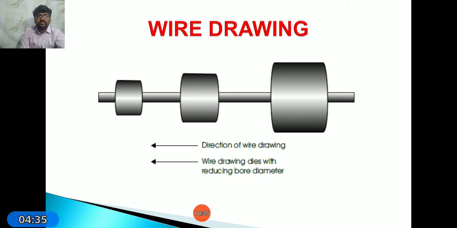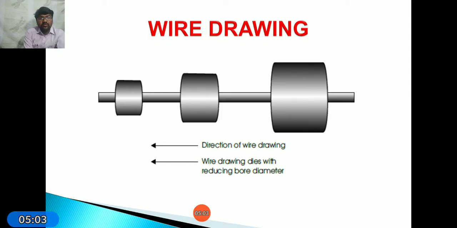In this diagram, we are showing the reduction of the diameter of a wire. It passes between the different dies. Observe the diagram: it moves in this direction through the different dies, the first die, the second die. We are passing the wire through a series of dies. What happens here?